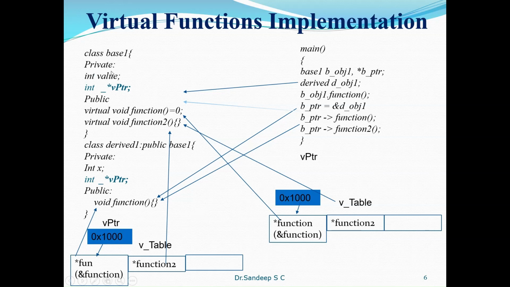Then in a private scope, we are defining one value, that's a variable, and then a pointer is defined here. Now this pointer I have marked in a different color because we are not defining this pointer. That means the user, or a programmer, is not defining this pointer. This pointer is defined by the compiler.